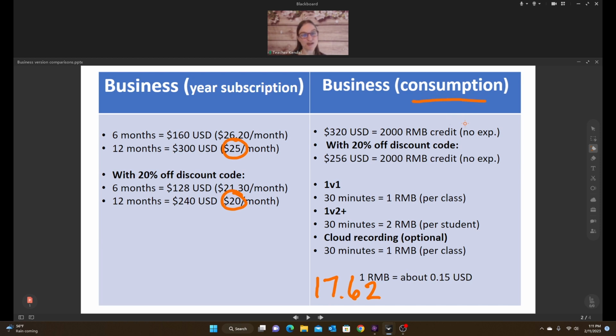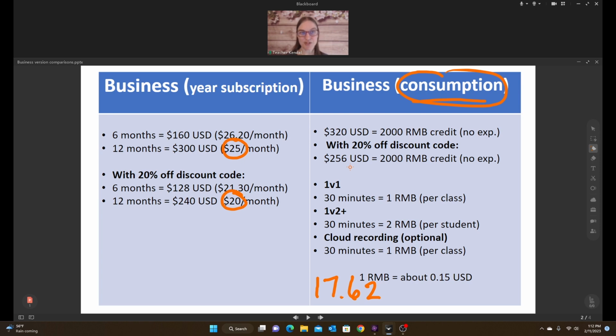But if you are still building your business and you know you're going to be adding more students, you need to keep that in mind, because obviously the more students you add, the higher your consumption is going to be. So it's something to think about, because I don't think you can switch plans in the middle of your subscription or the middle of your consumption. I know at the end of your consumption or the end of your subscription, you can switch plans, but I don't think you can in the middle. So definitely keep that in mind when you're making your decision.